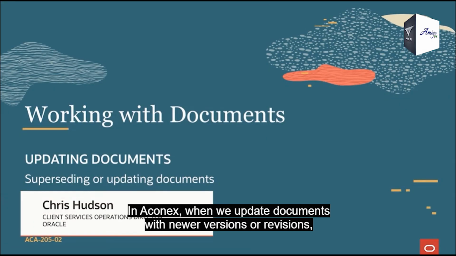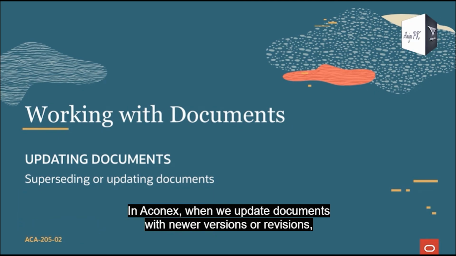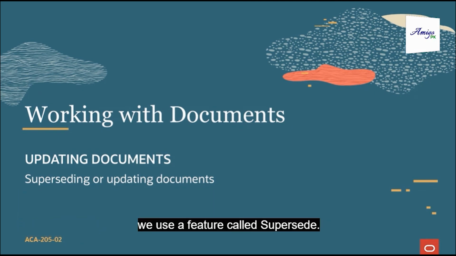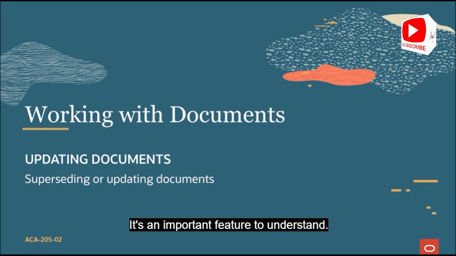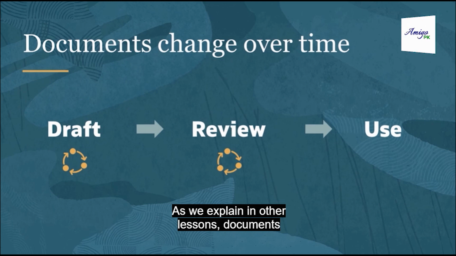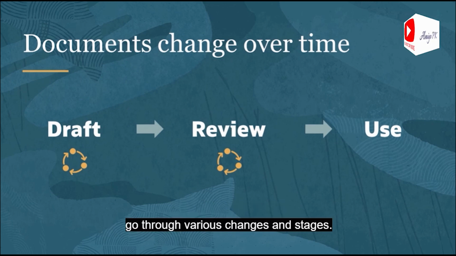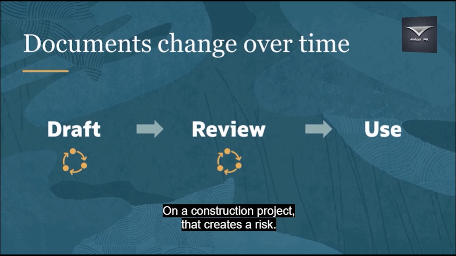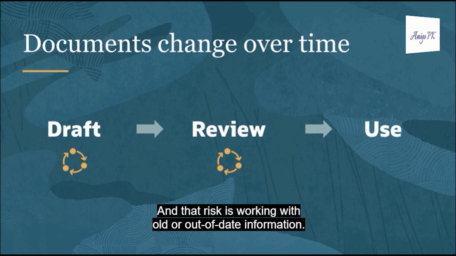In Aconex, when we update documents with newer versions or revisions, we use a feature called Supersede. It's an important feature to understand. As we explain in other lessons, documents go through various changes and stages. On a construction project, that creates a risk, and that risk is working with old or out-of-date information.